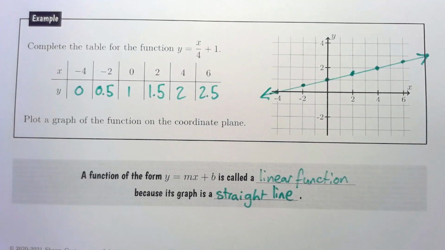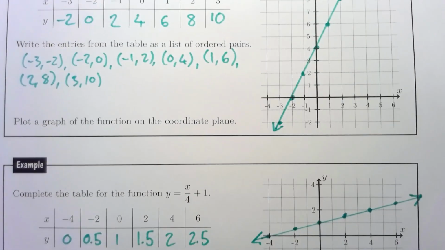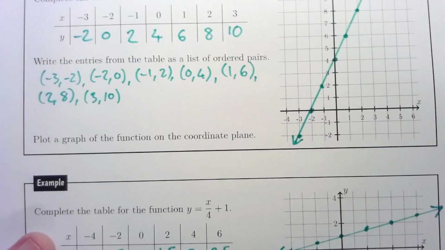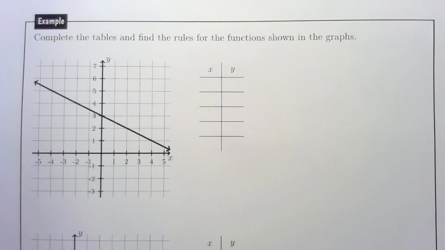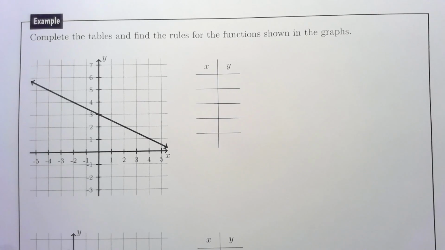Okay, so anytime we have a graph that forms a straight line, it's going to be a linear function. That is another defining feature of what makes it a linear function. And so why we've been calling them linear functions all along is because of this behavior of the graph. Let's have a look at what we might do to go the other way. If we had a graph, how might we figure out what the function is?